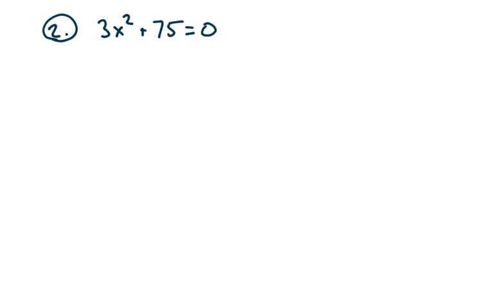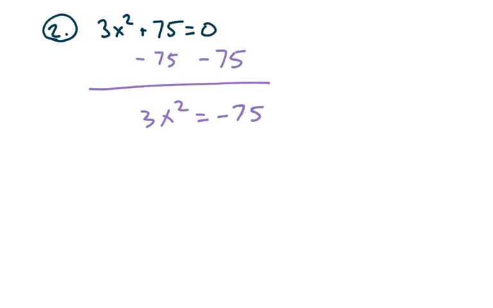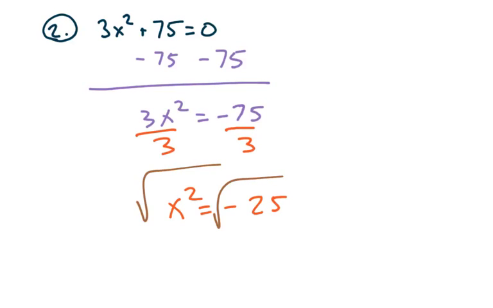So here we have a situation that's trying to look a little bit more intimidating, but the approach is still the same. We're going to subtract 75 from both sides. We'll get 3x squared equals negative 75. We'll do the same thing as before. We'll divide through by 3. X squared equals negative 25, which can be a little intimidating, but we know that if we take the square root of both sides, we get x to be plus or minus 5i.